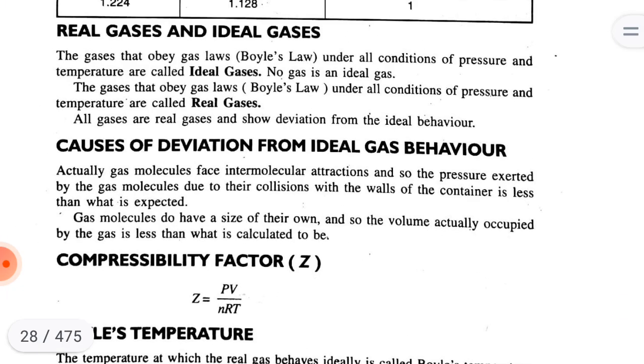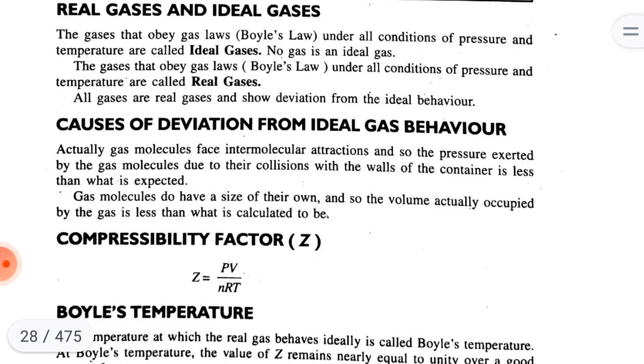Real gases and ideal gases. The gases that obey gas laws, Boyle's law, under all conditions of pressure and temperature are called ideal gases. No gas is an ideal gas. The gases that do not obey gas laws, Boyle's law, under all conditions of pressure and temperature are called real gases. All gases are real gases and show deviation from ideal behavior.